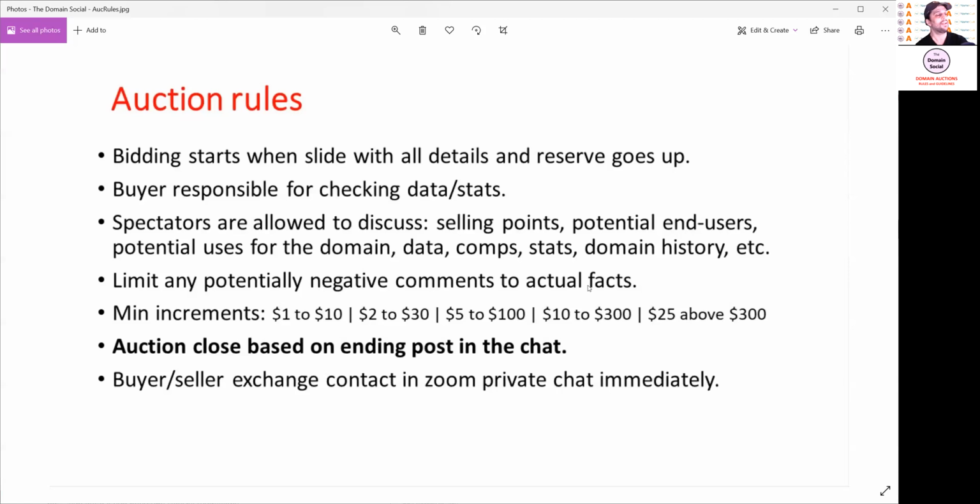And then once an auction is closed, if it's sold beyond the reserve, then I ask that buyer and seller exchange your contact information right away in the Zoom. Again, the domain social has no official role, but I have most people's emails, so it's not a problem.